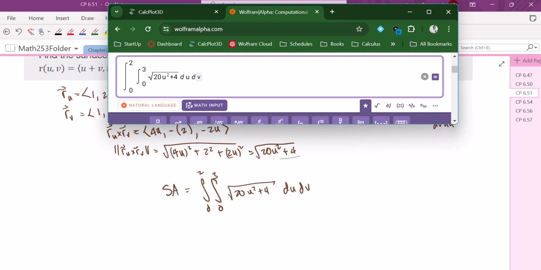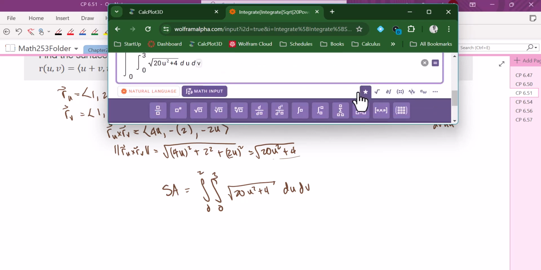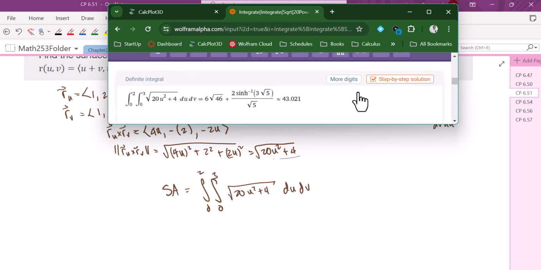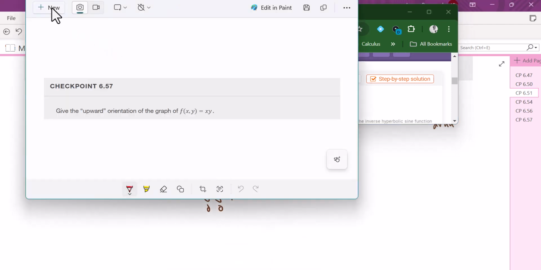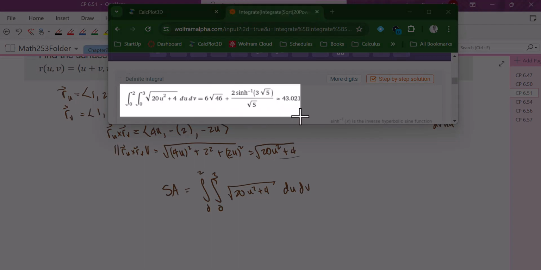All right, so we'll figure out what that is, or Mathematica will figure out what that is, and we get this quantity, 43.02-ish, as a result.